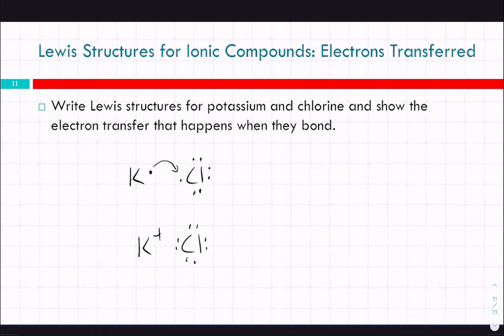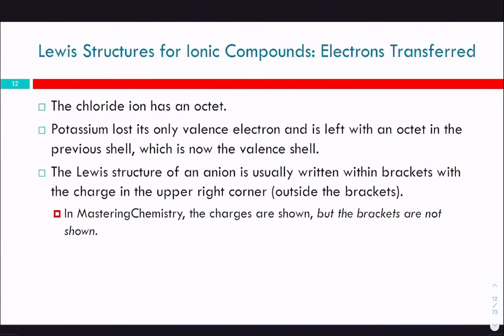And actually, we're going to get to this in a second, but to help keep that negative charge separate from the dots or getting confused with anything else, we usually put brackets around the anion and then the charge outside of those brackets. So when we transfer that electron, chloride ion has an octet. Now it's balanced. And potassium loses its only valence electron, so it reveals the octet underneath from the previous shell, which, because there's no higher energy electrons, is now its valence shell.